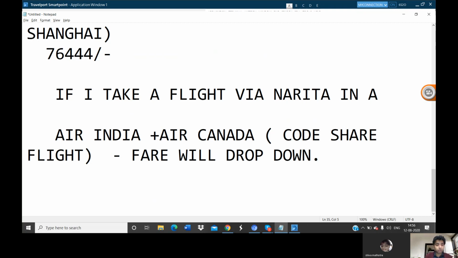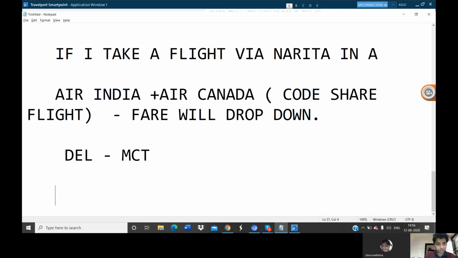For example, if I take this combination, I have to go to Canada, okay. What I will do is I will take a flight from Delhi to Muscat, to London. ये मैं सारा को बताऊंगा.